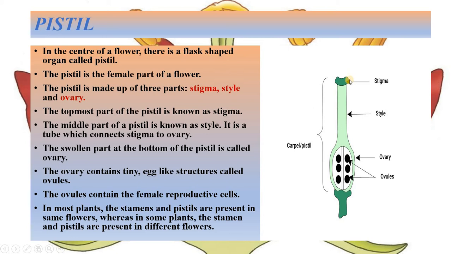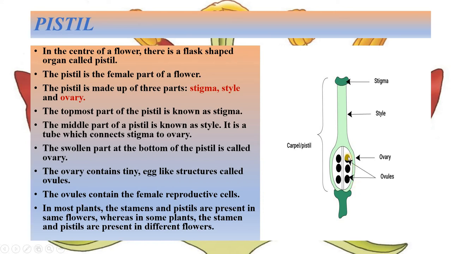All right. Then what happens? That male reproductive cell, that pollen grain, enters inside the pistil via this connecting tube called style. Style is what? The middle part of the pistil is called style, and it is the tube which connects stigma to the ovary. This is stigma. This one is ovary, and style is the bridge between stigma and ovary.